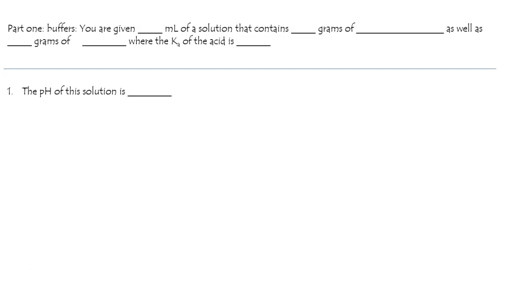In this particular case, the student is given 100 milliliters of a solution that contains 1.00 grams of acetic acid. It also contains 1.00 grams of sodium acetate, where the Ka, the dissociation constant for acetic acid, is 1.8 times 10 to the minus fifth. You should recognize this as a buffer system where this is your weak acid, this is the conjugate base, and let's determine the pH. This is fairly close to direct plug into the Henderson-Hasselbalch equation.